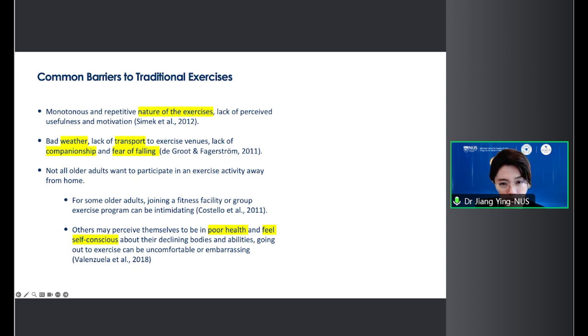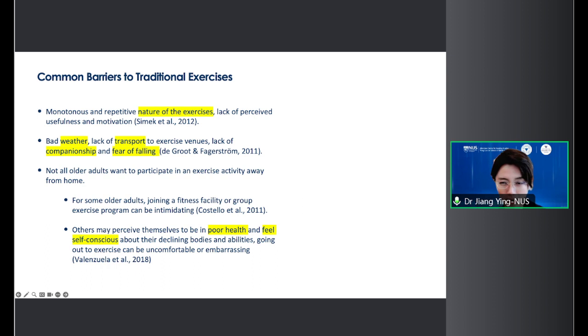And we also acknowledge that while there is a lot of group exercise in the Singapore community, we have a lot of senior activity centers, not everyone likes to be in a group exercise. So some people do not feel comfortable exercising with others, and they may feel joining a physical facility may be quite intimidating. Some older adults may already have existing chronic conditions, and they realize that they are maybe in poor health, and they're self-conscious about their declining body and ability.